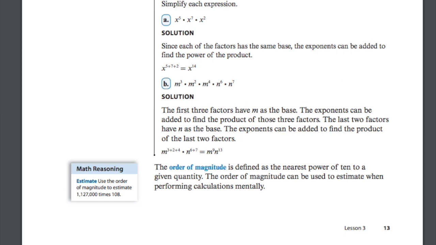Now, our product property of exponents only works when the values that are in the base are exactly the same. So the m's could be added together and the n's could be added together, but not all together in one. So 3 plus 2 is 5, plus 4 is 9. Those are m to the 9th power, and then n to the 6th times n to the 7th. 6 plus 7 is going to give us n to the 13th. It shows you how you would calculate that right down here.